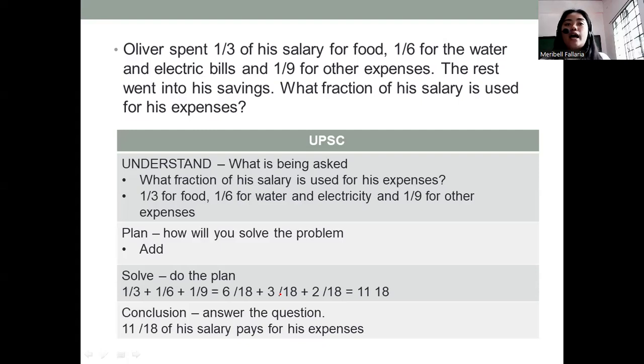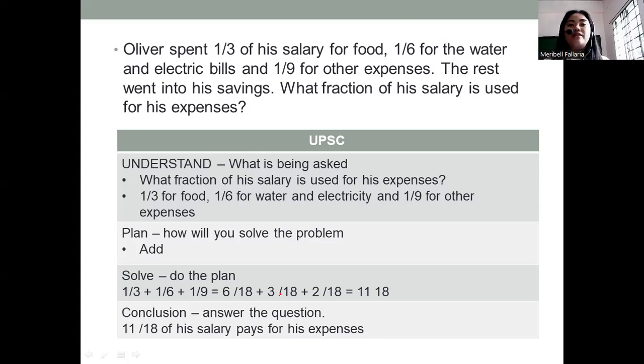We're going to add. Then after that, we're going to solve and add the numbers. We have different denominators, so we get the LCM, and then we divide it by the denominator of the reduced fraction and then multiply by the numerator. So we get 6/18 plus 3/18 plus 2/18. And then after that, we're going to add the numerators since the denominators are all the same. 6 plus 3 is 9, plus 2 is 11. So our answer here is 11/18.